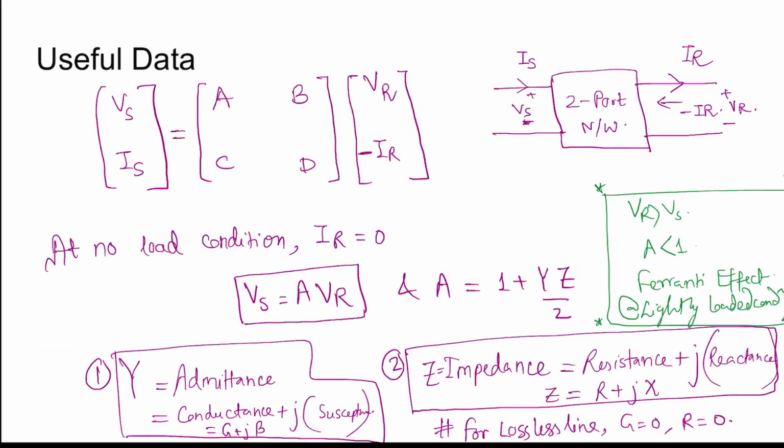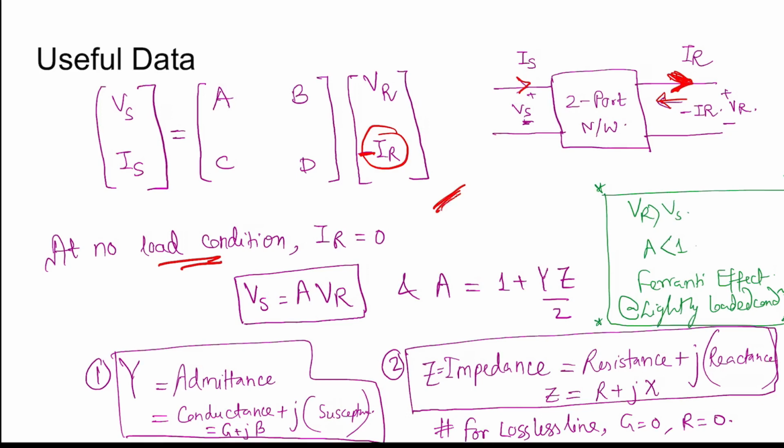Useful data you will need in order to solve this problem is that for a two-port network shown like this, is the two-port network representation of the ABCD parameter, and if this is no load condition, then IR, that is the receiving end current, is 0 because there is no load to draw the current. The minus sign comes because in a two-port network the convention is IS is like this, IR is like this, but in ABCD it is taken as minus IR because loads generally draw the current, so this is in this direction, so this is minus IR.